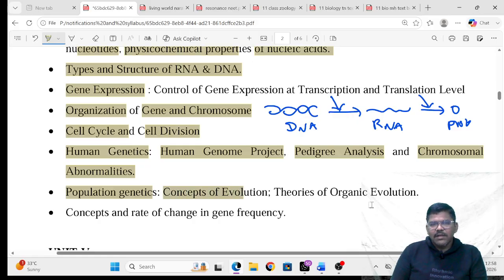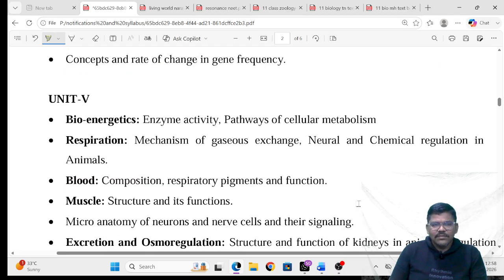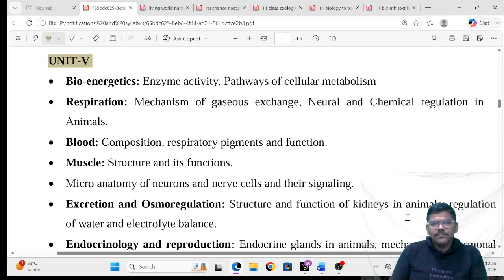Population genetics, concepts of evolution, theories of origin of evolution. There are different theories that explain the origin and formation of first life. Those things need to be read. Concepts and rate of change in gene frequency. Next, Unit 5. In Unit 5 you need to read bioenergetics, respiration, how the mechanism of gas exchange occurs and everything.